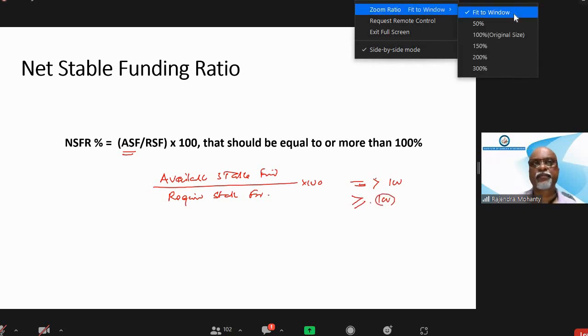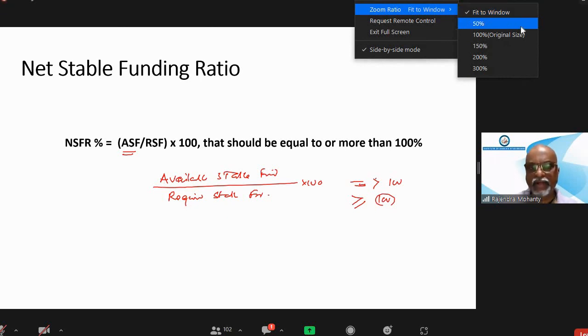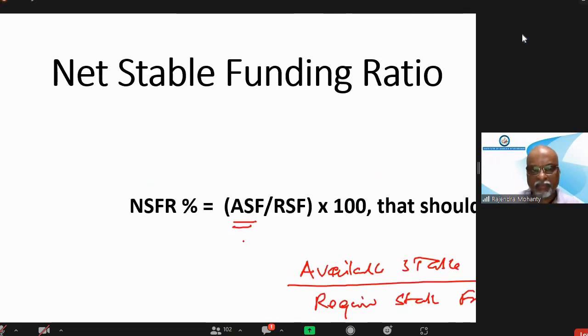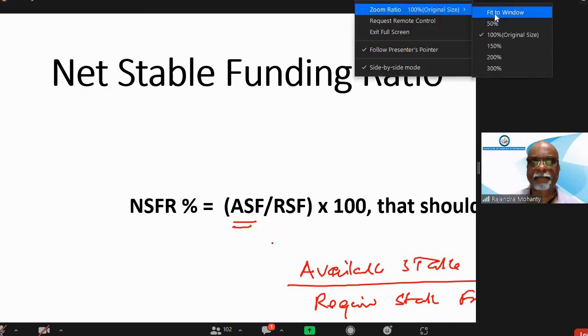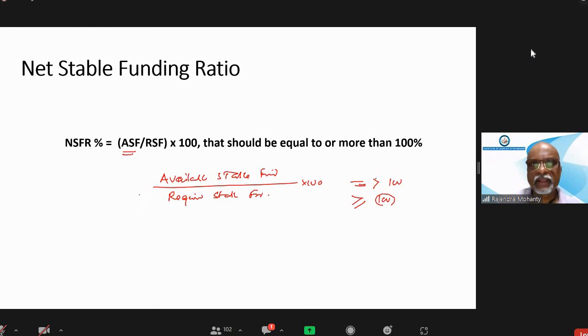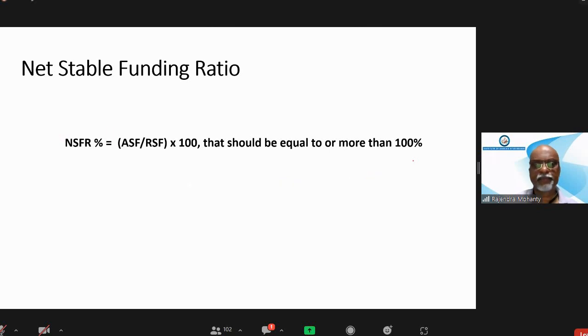Similar to LCR. So ASF is the available stable funding, or investment, or whatever funds you are having, divided by the required stable funding for that long-term period. Then you calculate it. The NSFR percentage is this divided by this, times 100, which should be more than 100%. Okay, so these are the two things, the last topics.